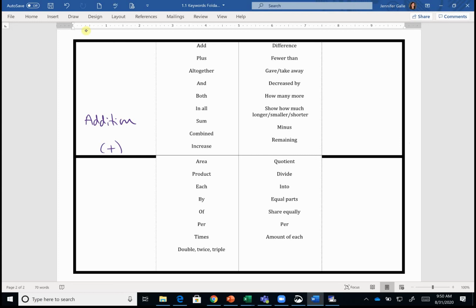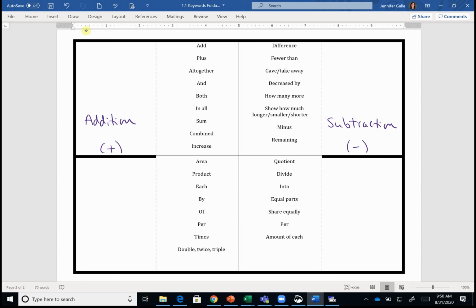In the upper right box, if we take a look at that list of words there: difference, fewer than, gave or take away, decrease by, how many more, to show how much longer, smaller, or shorter something is, minus, and remaining. Those would be subtraction words. And that would be minus. And I would label that.